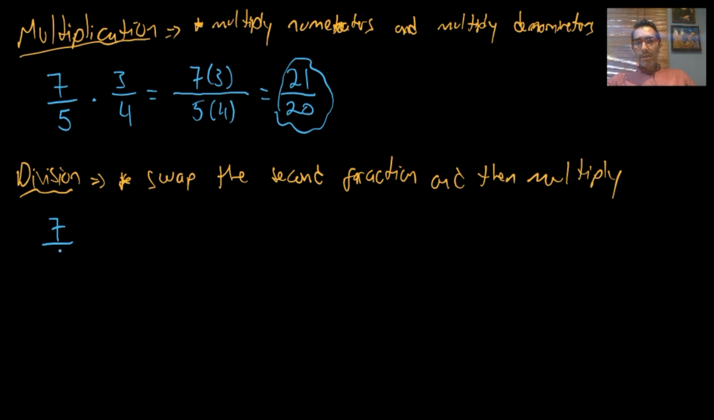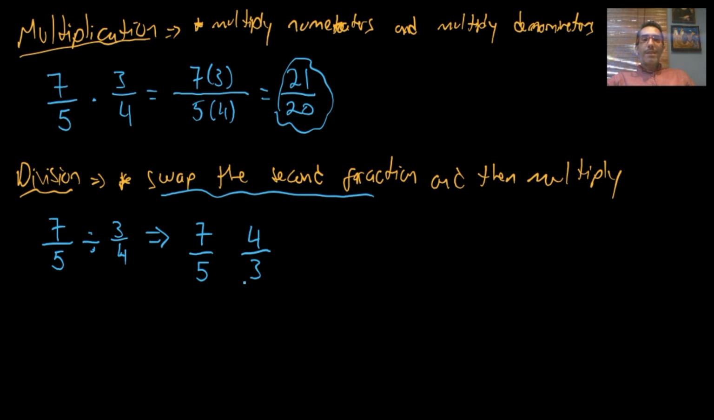Let's use the same two numbers. 7/5 divided, now instead of multiply, divided by 3/4. So step number 1, swap the second fraction. The second fraction is 3/4. When I say swap, that means that the first one, nothing happens, it is still 7/5. The second one I flip. So it becomes 4/3. That is the first thing, swapping the fraction, okay? Flipping the fraction. It's not 3/4 anymore, now it's 4/3.